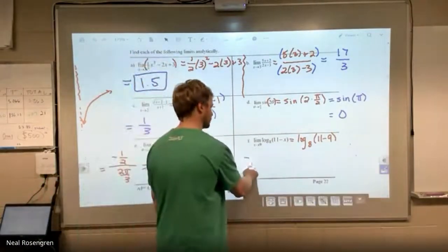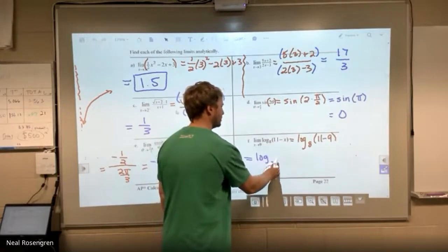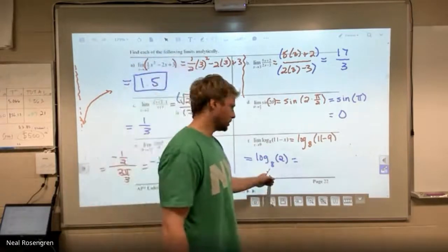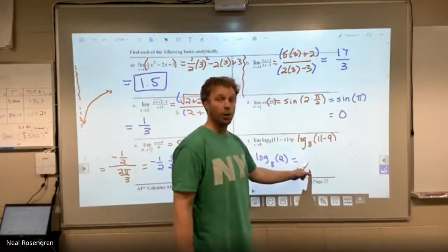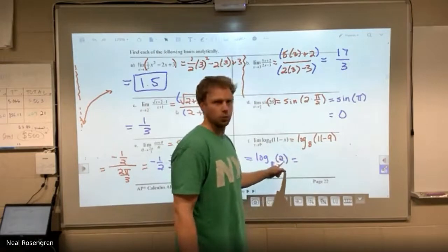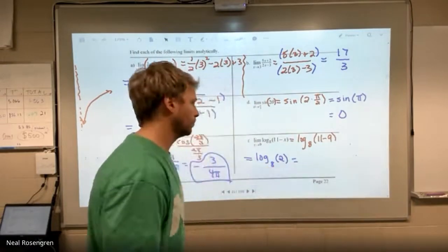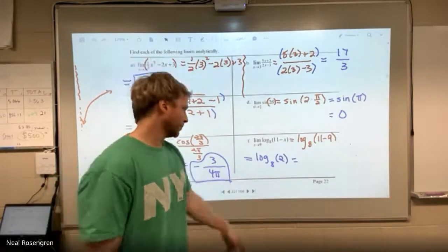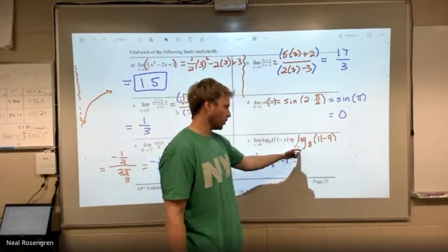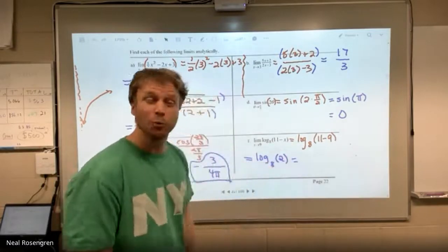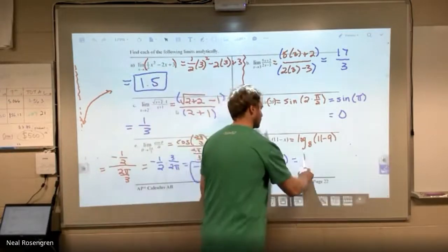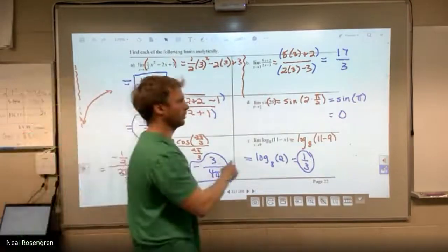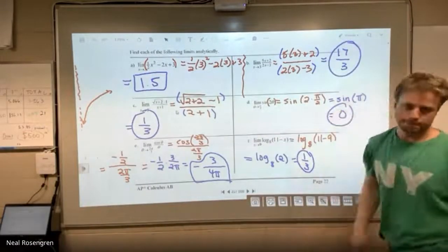All right, so here's kind of the step in between. This is log base 8 of 2, which is asking the question, 8 to what power is 2? That's what a logarithm is. The answer to a log is an exponent. 8 to what power is 2? Well, the cube root of 8 is 2, so that would be 1/3. There you go.